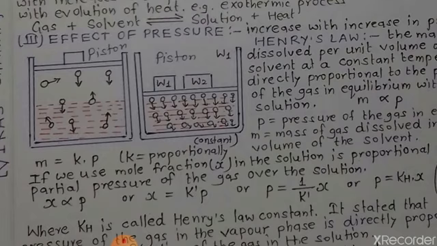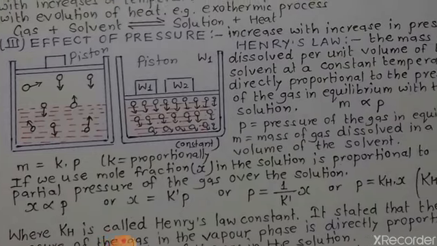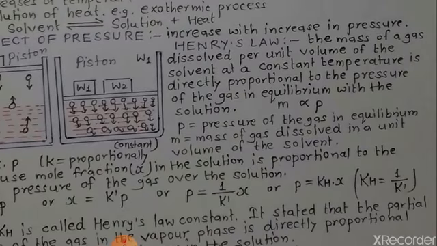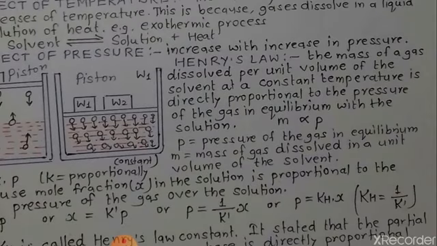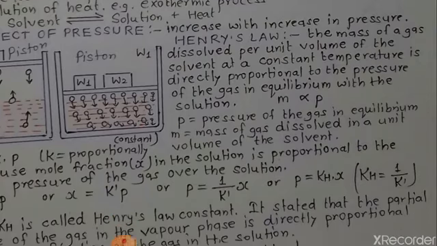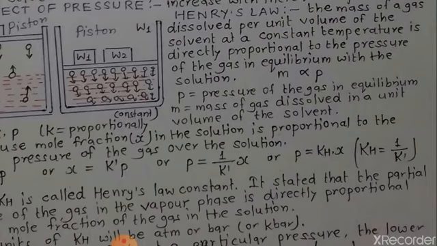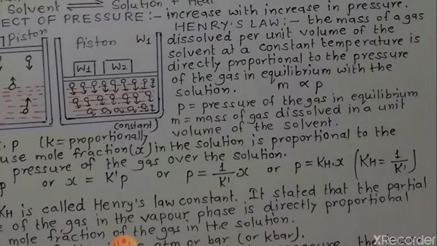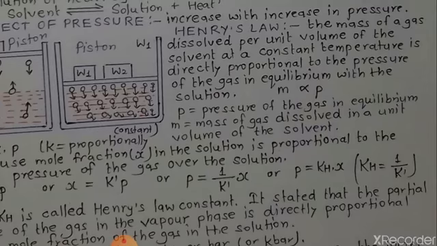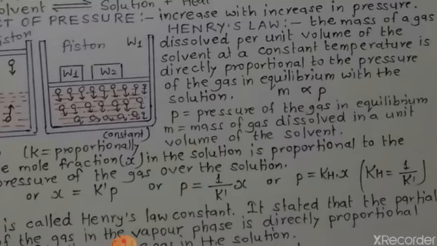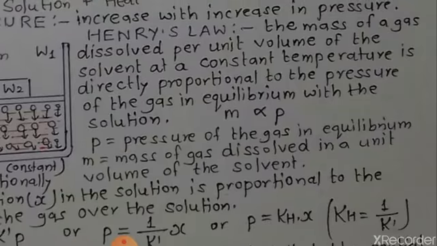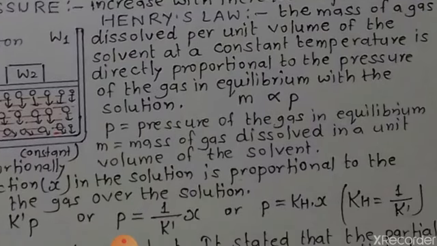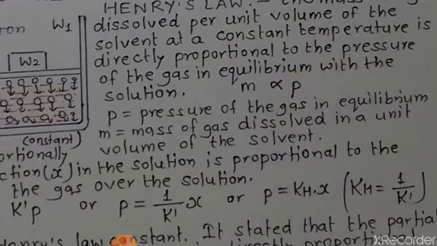Student, the third main factor is the effect of pressure. Solubility increases with increase in pressure. It means when we increase the external pressure, the solubility of gases increases. According to this, a scientist known as Henry gave a law known as Henry's law. He said the mass of a gas dissolved per unit volume of the solvent at a constant temperature is directly proportional to the pressure of the gas in equilibrium with the solution.